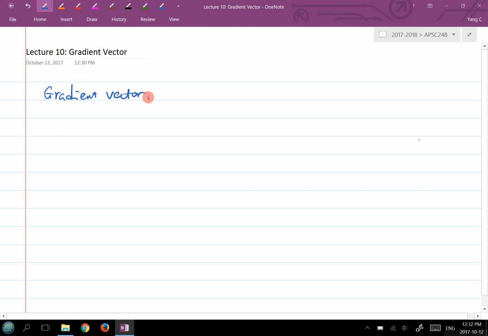Let's start from the very basic ones here. Remember, if we are given a multivariable function, I'll use a function of three variables as an example, w equals f of x, y, z. The x could be a function of t, y could be a function of t, and z could be a function of t too.